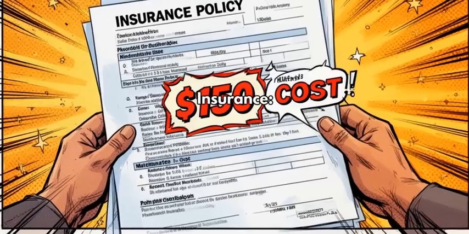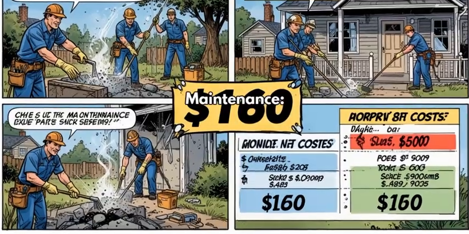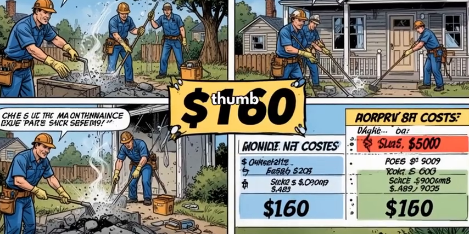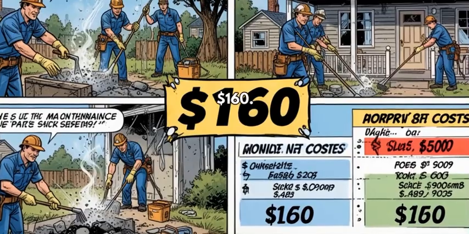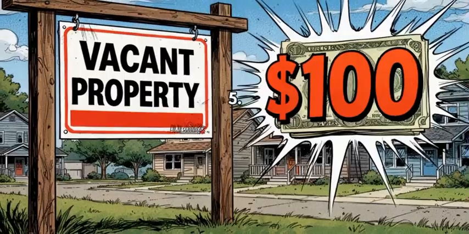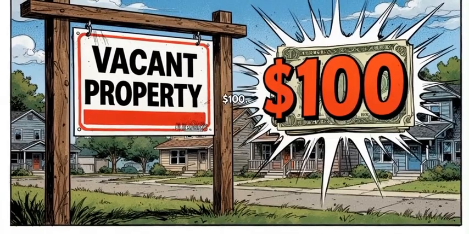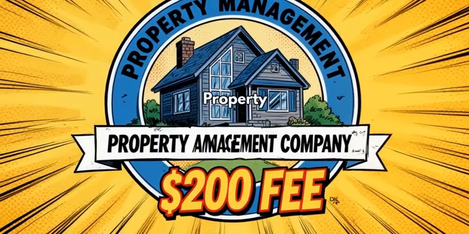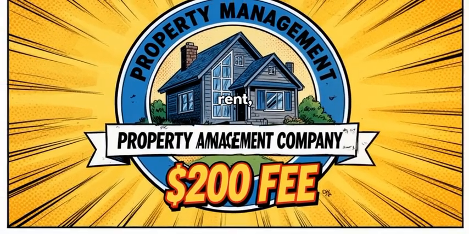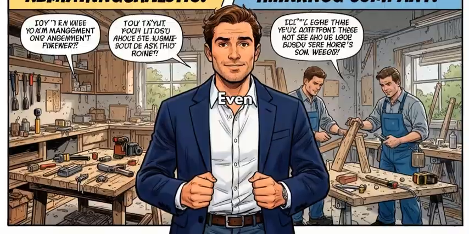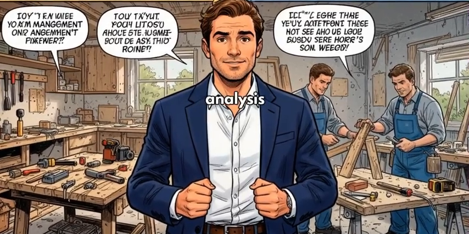3. Insurance, around $150 per month. 4. Maintenance, let's use a general rule of thumb of 5 to 10% of the rent. We'll take 8%, equaling $160. 5. Vacancy, this can be assumed at about 5%, which amounts to $100. 6. Property management, if you choose to hire management, that could average 10% of the rent, so $200. Even if you plan to manage it yourself, include this cost in your calculations to keep your analysis realistic.